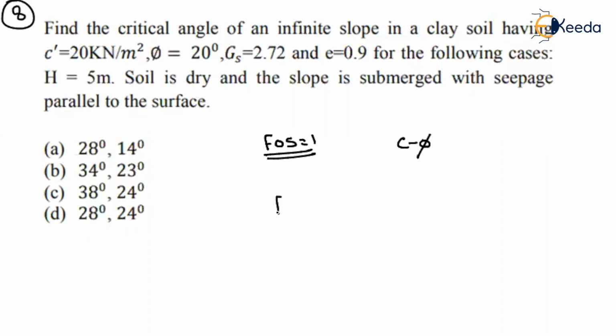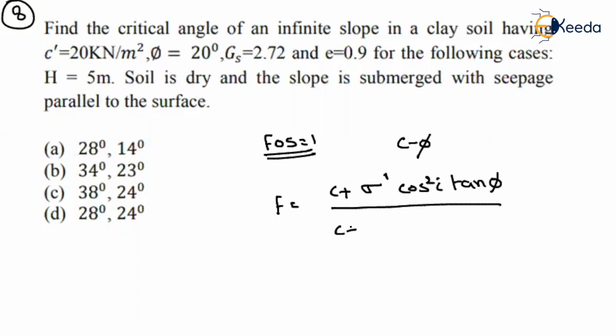So it is a c-phi soil, isn't it? If it is a c-phi soil, how to write the factor of safety? C plus effective stress. Instead of writing gamma dash into H, I am saying it is an effective stress, into cos square i into tan phi, divided by C plus sigma, that means total components, cos i, sin i. Sorry, C is not there. Sigma into cos i into sin i.